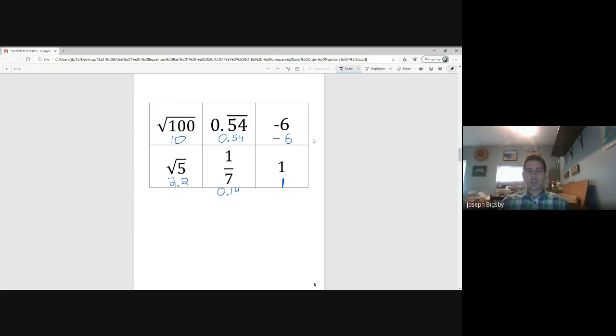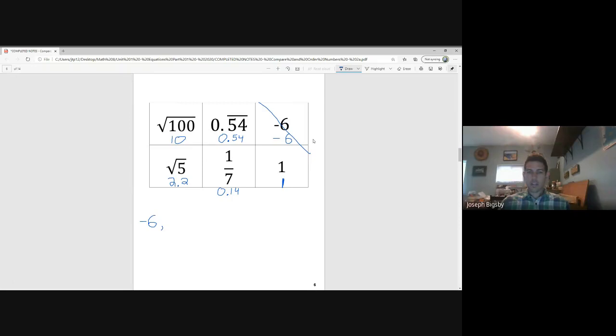Now that all 6 of these numbers have been converted to decimal form, it's easier for me to compare them. The smallest number will be this negative 6 because negatives are smaller than positive numbers. I also like to cross numbers out once I use them up, so I don't use them twice. Now let's compare these other 5 numbers. These 2 numbers start with 0, so they're definitely smaller than the others, but what's smaller, 0.54 or 0.14? The 0.14 will be the next smallest number.